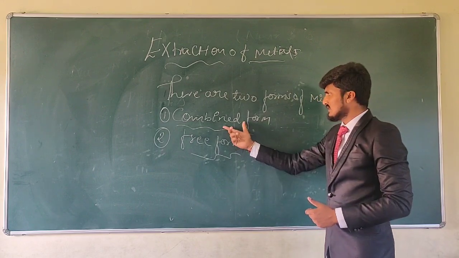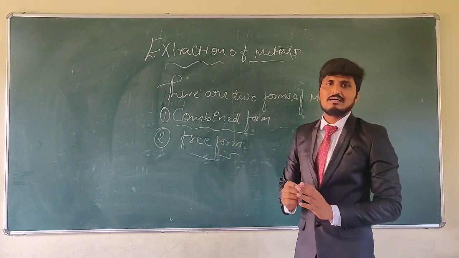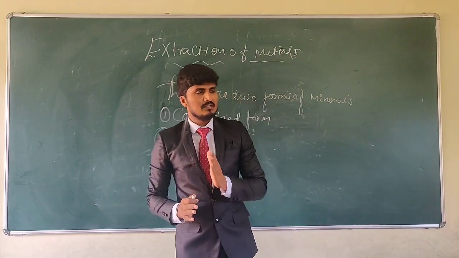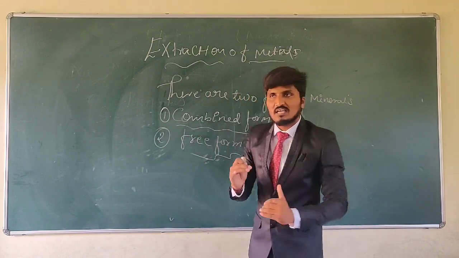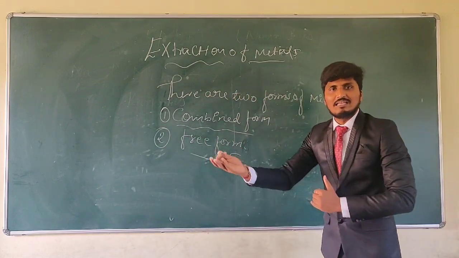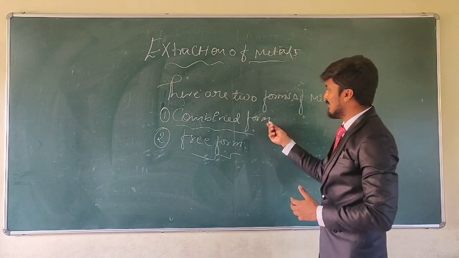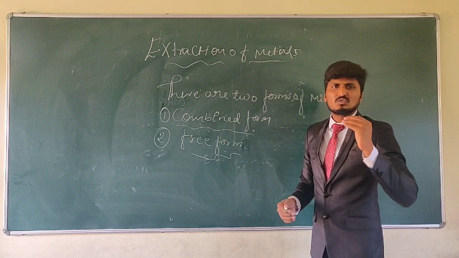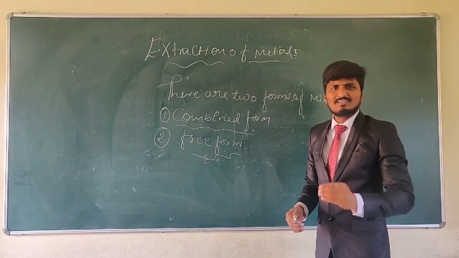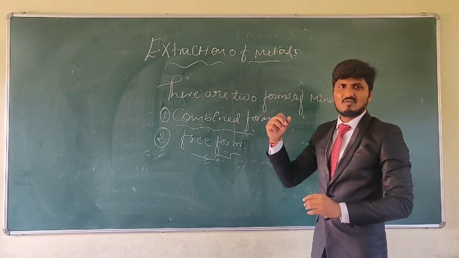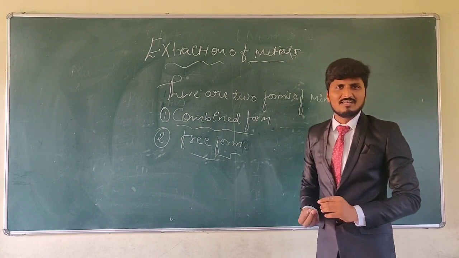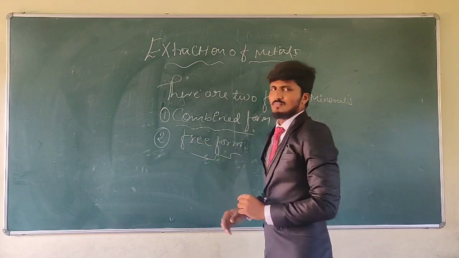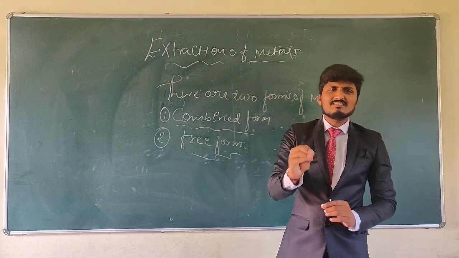So let me discuss the combined form. Why will they be obtained in the combined form? Actually, based on their chemical reactivity. For example, the elements which are highly reactive will react with other elements and be obtained in the combined form. Example, highly reactive metals such as sodium, magnesium, aluminium, calcium will be obtained as carbonates, sulfates, oxides, like that.